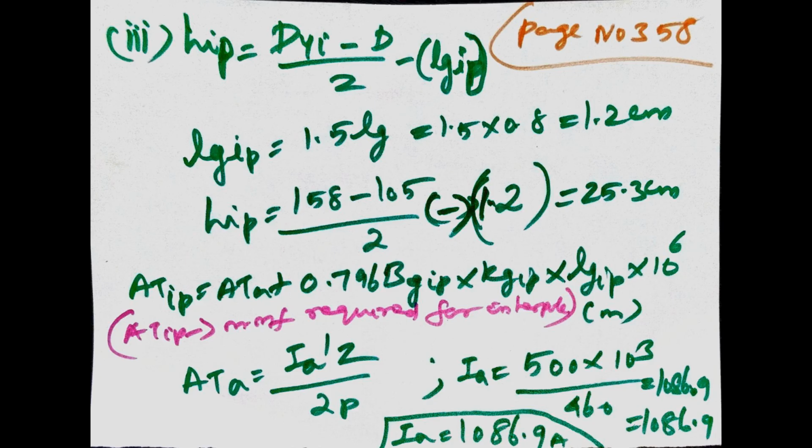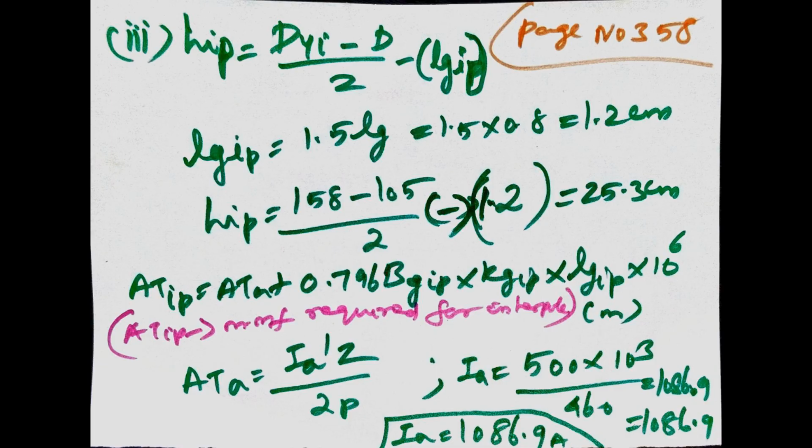Height of interpole H_IP is equal to the bracket D_YI minus D divided by 2, whole bracket, minus L_gIP. L_gIP is equal to 1.5 L_g, that is 1.5 into 0.8, is equal to 1.2 centimeter. Putting the required values in the above formula, the height of interpole we obtain is 25.3 centimeter. AT_IP, that is, the MMF required for interpole, is equal to AT_a plus 0.796 B_gIP into K_gIP into L_gIP into 10 power 6, that is the formula.